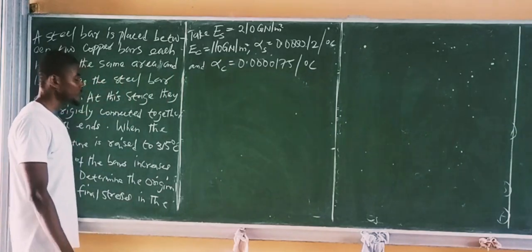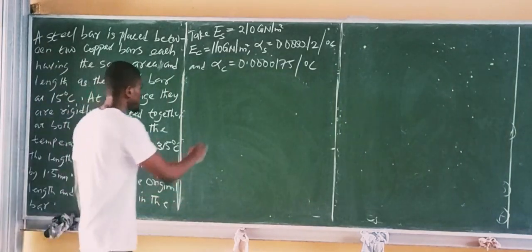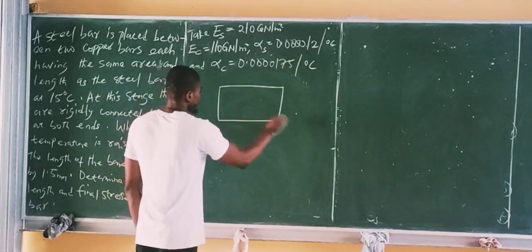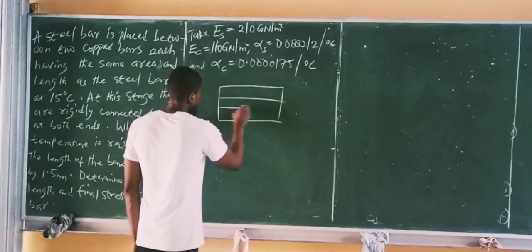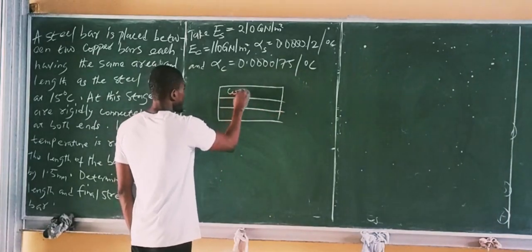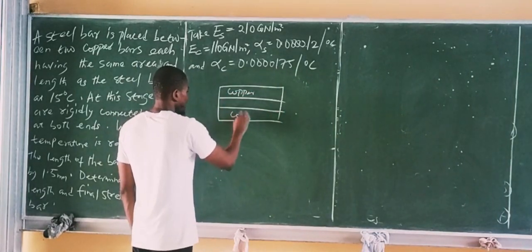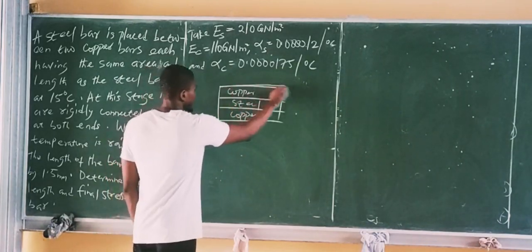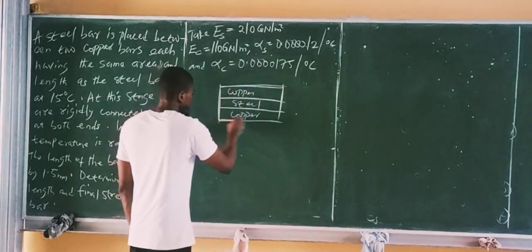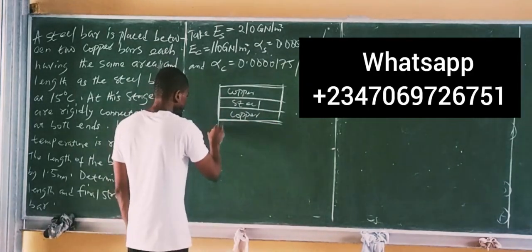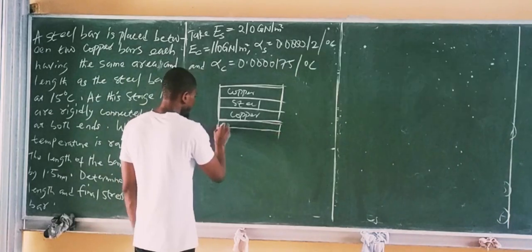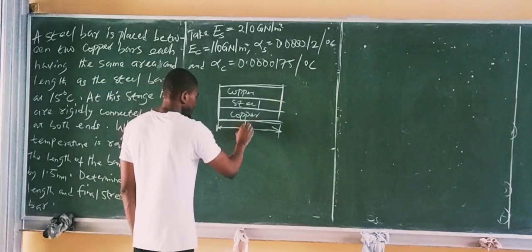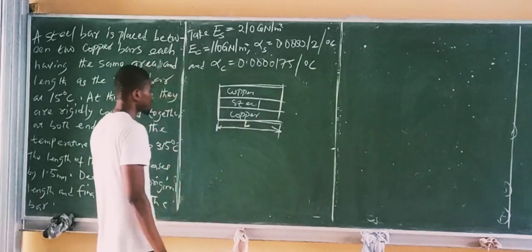Alright, so let's first of all bring out what we have. Let's try to make sense of the diagram. We have a steel bar that is placed between two copper bars. So we have copper, and then copper, with a steel bar between them. This is what the diagram looks like. From the question, the steel bar has the same length as the copper bars. So let's call this length L. It was not given, so we are asked to find it.